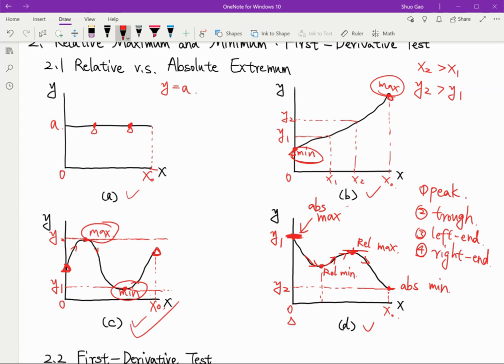But for a graph like D, although we still have a peak and a trough, they're not high enough or low enough to be the absolute values, right? We still need to compare them to the endpoints, the right end and the left end, to find the absolute values, right? Otherwise, they are called relative extremes, right?